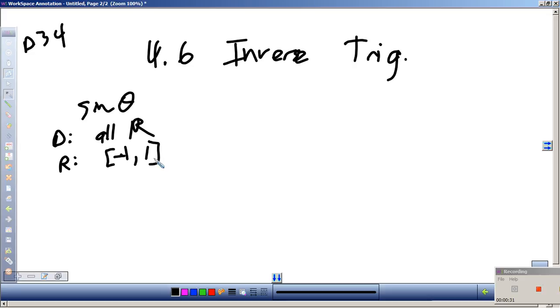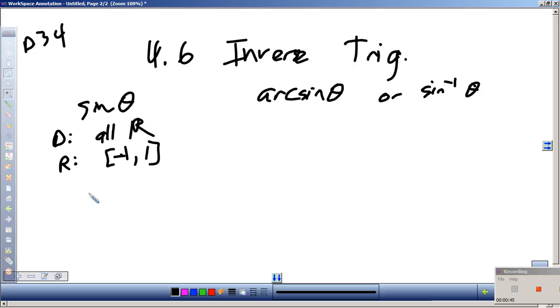Now we're going to be looking at the inverse of sine, or arc sine. Arc sine theta or sine inverse of theta. What do we typically do when we do the inverse with the domain and range? Okay, split them, yeah. Now, the problem is, is that going to be a function still?